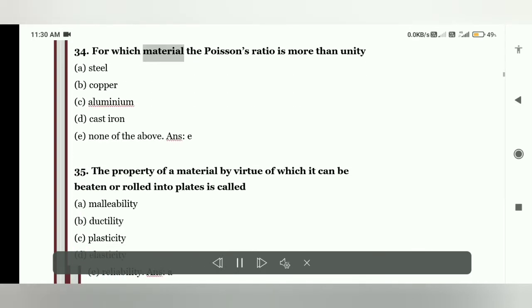34. For which material the Poisson's ratio is more than unity? A. Steel, B. Copper, C. Aluminium, D. Cast iron, E. None of the above. Answer E. 35. The property of a material by virtue of which it can be beaten or rolled into plates is called A. malleability, B. ductility, C. plasticity, D. elasticity, E. reliability. Answer A.